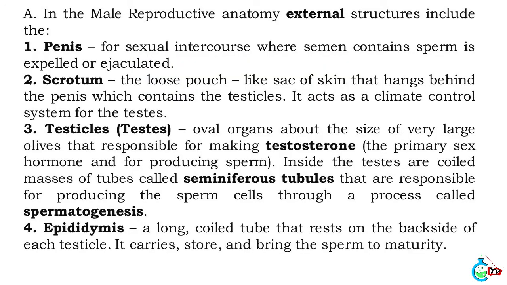A. In the male reproductive anatomy, external structures include the 1. Penis. For sexual intercourse, where semen, which contains sperm, is expelled or ejaculated. 2. Scrotum. The loose pouch-like sac of skin that hangs behind the penis, which contains the testicles. It acts as a climate control system for the testes. 3. Testicles, testes. Oval organs about the size of very large olives that are responsible for making testosterone, the primary sex hormone, and for producing sperm.